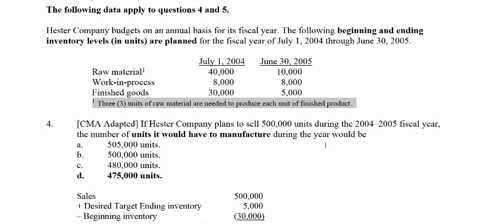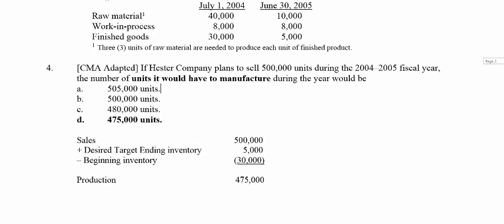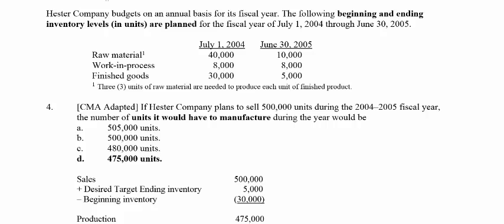All right, so let's look at question number 4 here. If Hester Company plans to sell 500,000 units during the fiscal year, how many units would have to be manufactured during the year? All right, we can do this in a formula, but I also want to show you guys doing it in T accounts. All right, so our sales units is 500,000.